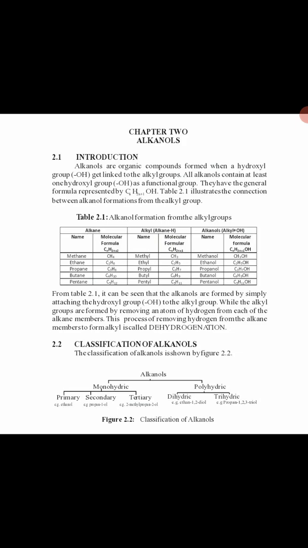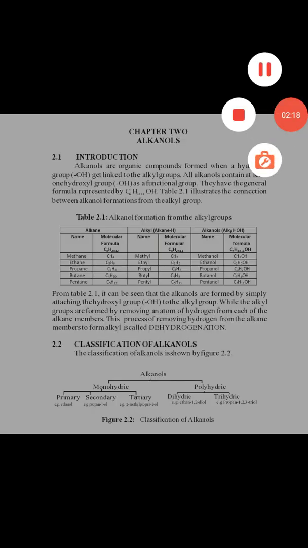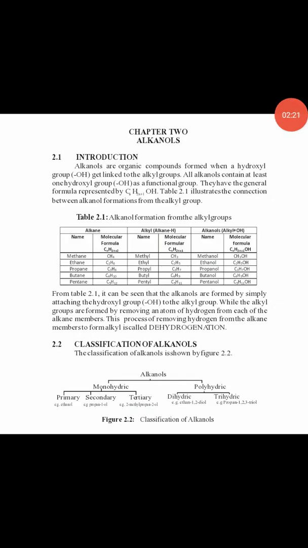alkanols. You either call them alkanols or alkyl alcohol. So that's the simplest definition of alkanols. For example, you bond OH. So that's the simplest definition of alcohol.